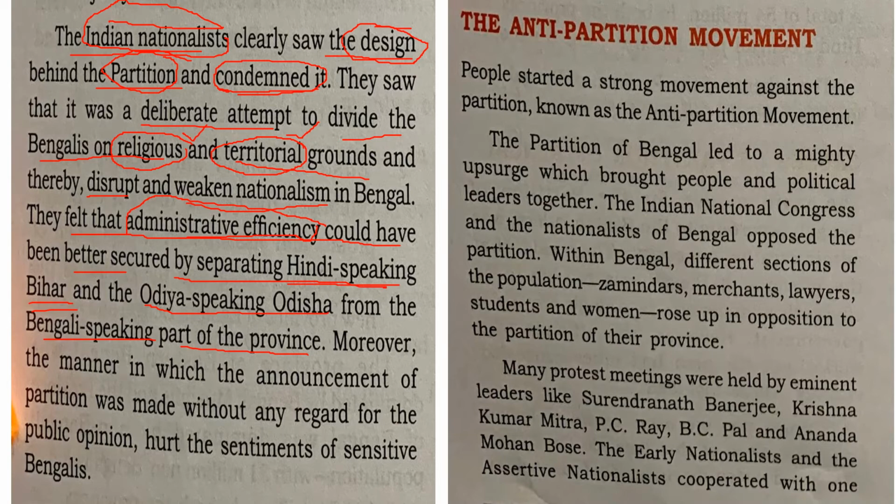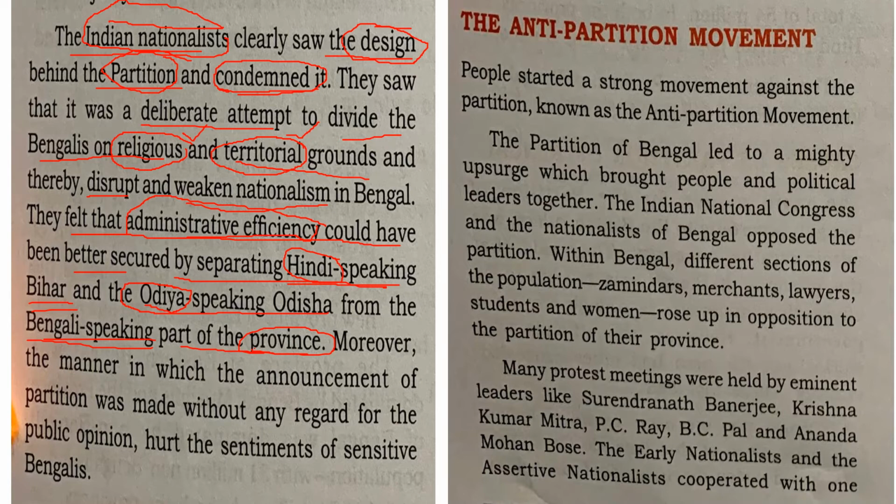In the Bengal presidency, Bihari people speak Hindi and Odisha people speak Odia. So if they wanted to create administrative efficiency, they could have separated Bihar and Odisha from the Bengal presidency, because based on the language they speak, they may remain together and develop properly. And the Bengali-speaking province they could have kept as one. But what they did was divide on the basis of territory and religion.